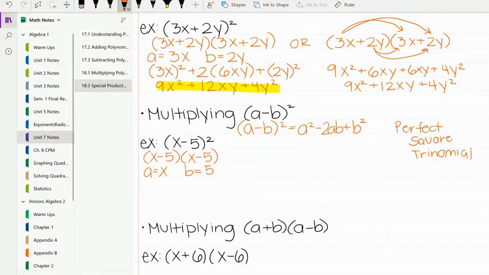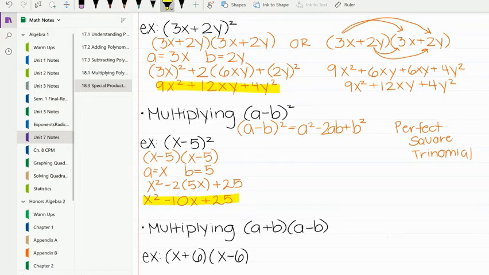So according to the formula, it's a squared, so it'd be x squared. Then it's minus 2a times b, so minus 2 times 5 times x. And then plus 5 squared, which is 25. So our answer would be x squared minus 10x plus 25.